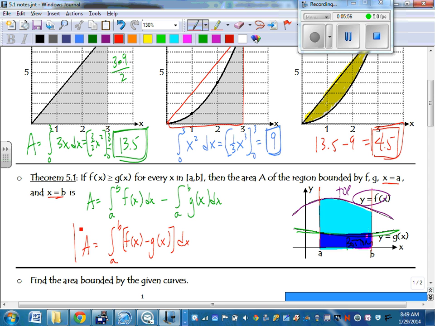Alright, so this is how we find the area between two curves. Take the definite integral from a to b of f of x minus g of x. So we're taking the top function minus the bottom function. And in this case, a and b are kind of defined by vertical lines, but a lot of times it's going to be defined by where they intersect. But we'll look at that with some of our examples today.